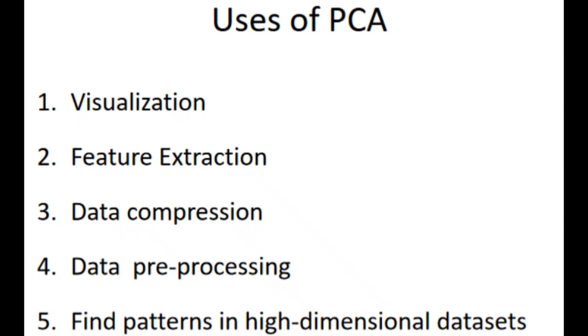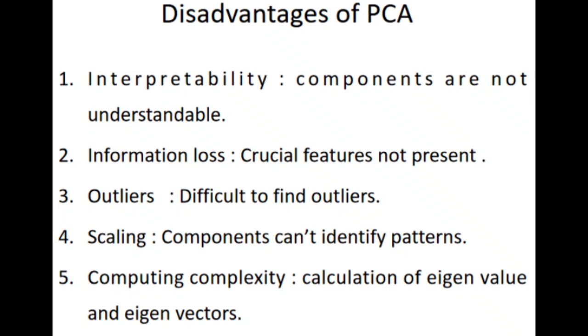The disadvantages of PCA are interpretability. The principal components are not always simple to understand or describe in terms of the original features. Information loss. PCA involves choosing a subset of the most crucial features or components in order to reduce the dimensionality of the data. But if crucial features are not included in the components chosen, information loss may result. Outliers. Because PCA is susceptible to anomalies in the data, the resulting principal components may be significantly impacted.